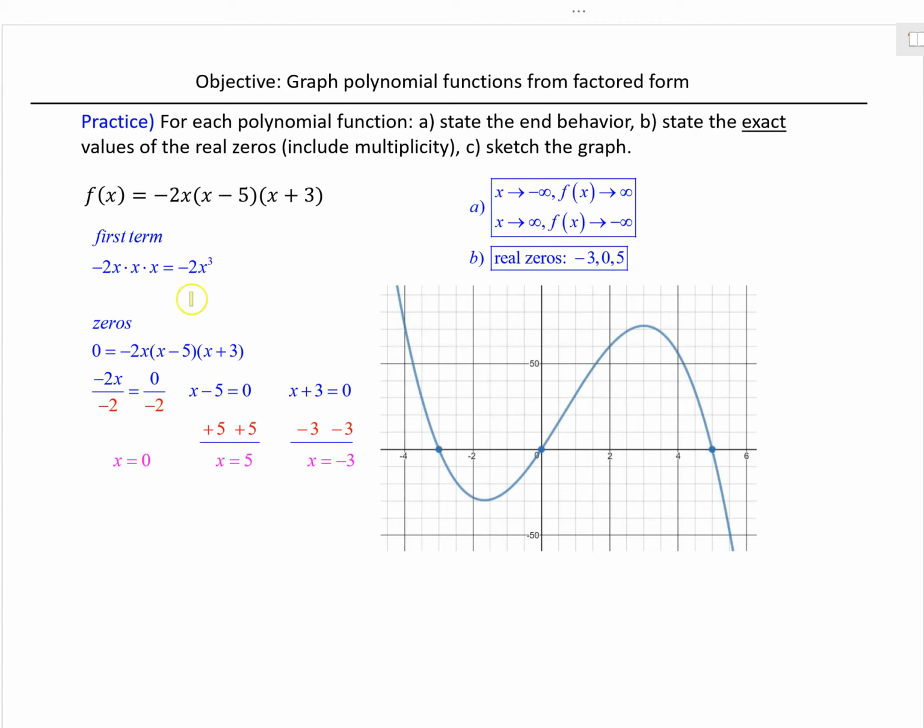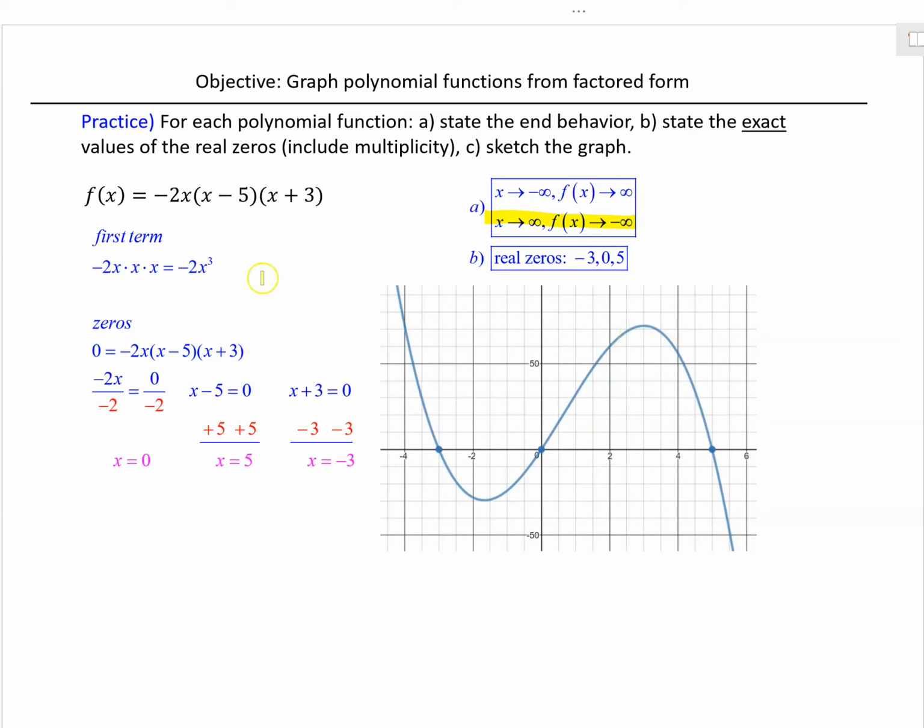So in this case, our first term is negative 2x cubed. So it's an odd degree, so the ends go opposite directions. The leading coefficient is a negative number, so the right end goes to negative infinity.